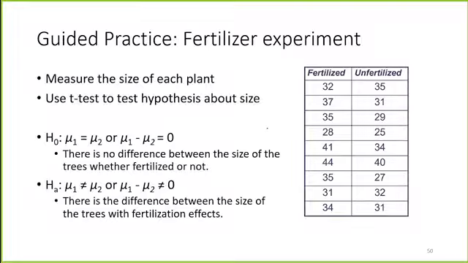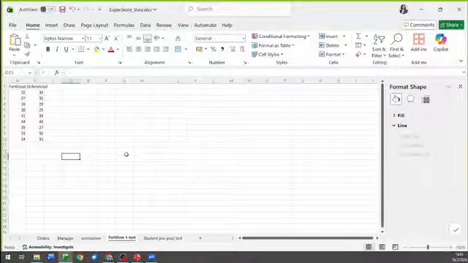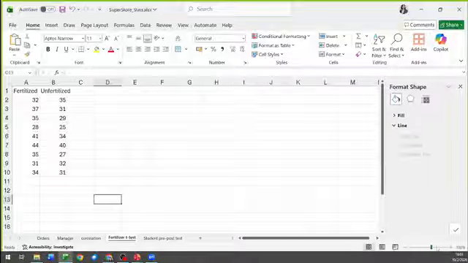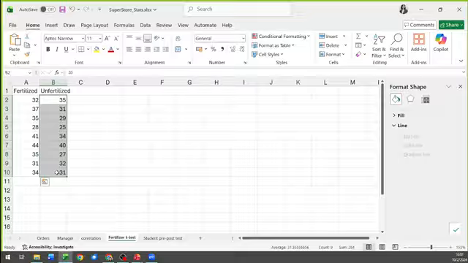Why do we choose the t-test? Because we want to test the mean, and we assume that the population of fertilized plants should be normal. So this is the two sample t-test. Okay, let's go to our file, fertilizer. Here we have 9 samples each with fertilizer and non-fertilizer.